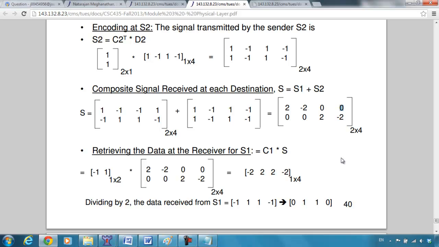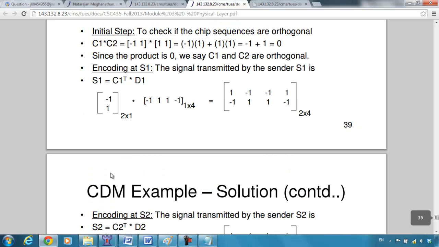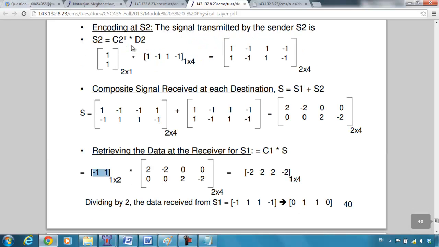Okay? So now the receiver needs to retrieve the data. So the receiver for S1 needs to apply the chip sequence for S1. For S1, the chip sequence is this, right? So negative 1, 1, that's the chip sequence for sender 1. So now we don't take a transpose, we multiply as it is, because it is a 1 row, 2 column matrix, and this is a 2 row, 4 column matrix. So the product is going to be a 1 row, 4 column matrix.